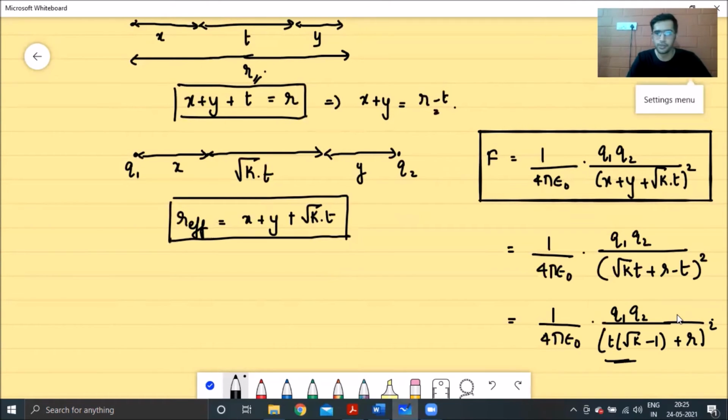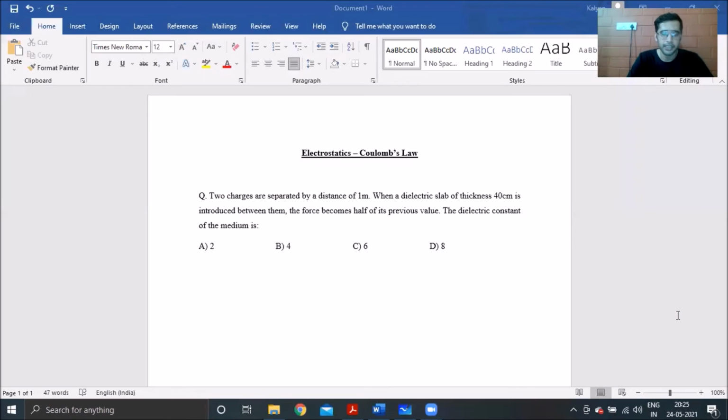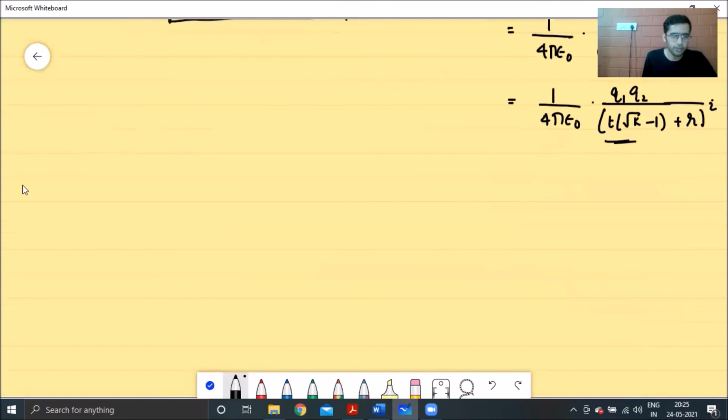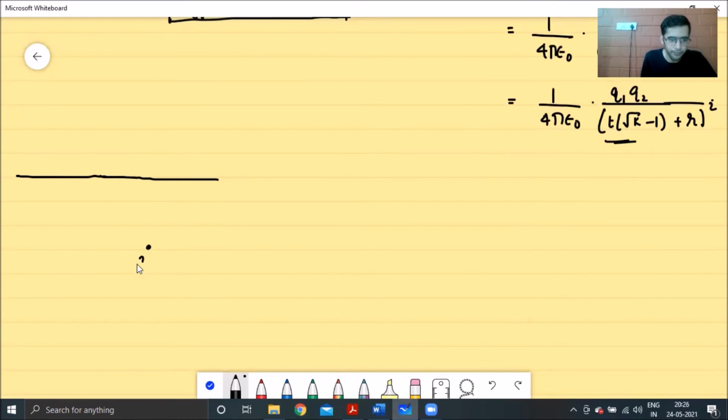We can now use this logic to solve the question. So let me go back to that question again. Our question was, we have two charges separated by a distance of 1 meter, and we have a dielectric slab of thickness 40 centimeters introduced in between them. And it said that the force becomes half of its previous value. So we need to find out what the dielectric constant for the medium is. Right? So let's use this logic now to solve the problem. You can remember the formula, but otherwise you can just apply the logic as well.